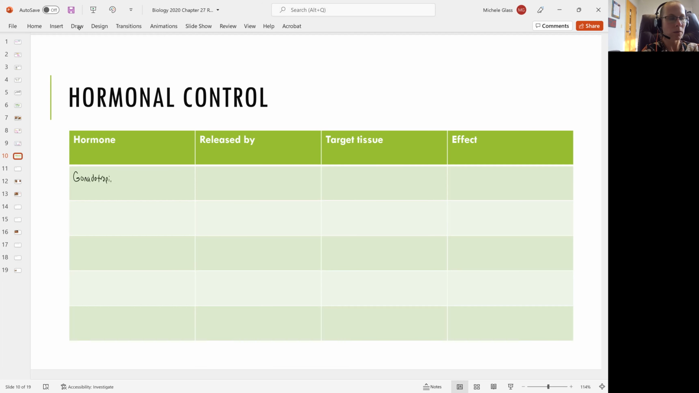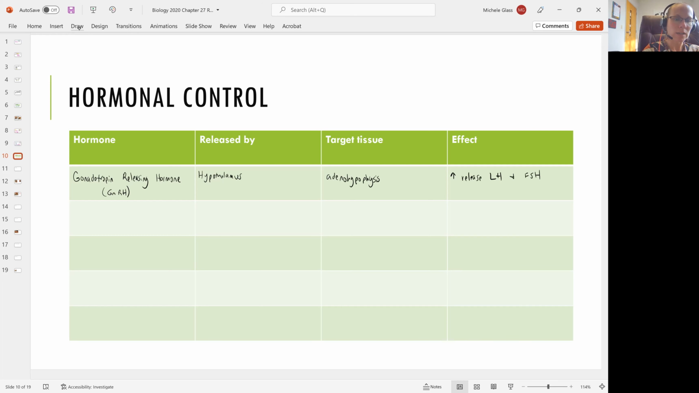gonadotropin releasing hormone, which is abbreviated GnRH. This is one we've talked about before. This is a releasing hormone. It's a regulatory hormone, so it's released by the hypothalamus. And we see that it targets the adenohypophysis. And it's going to increase the release of both LH and FSH.